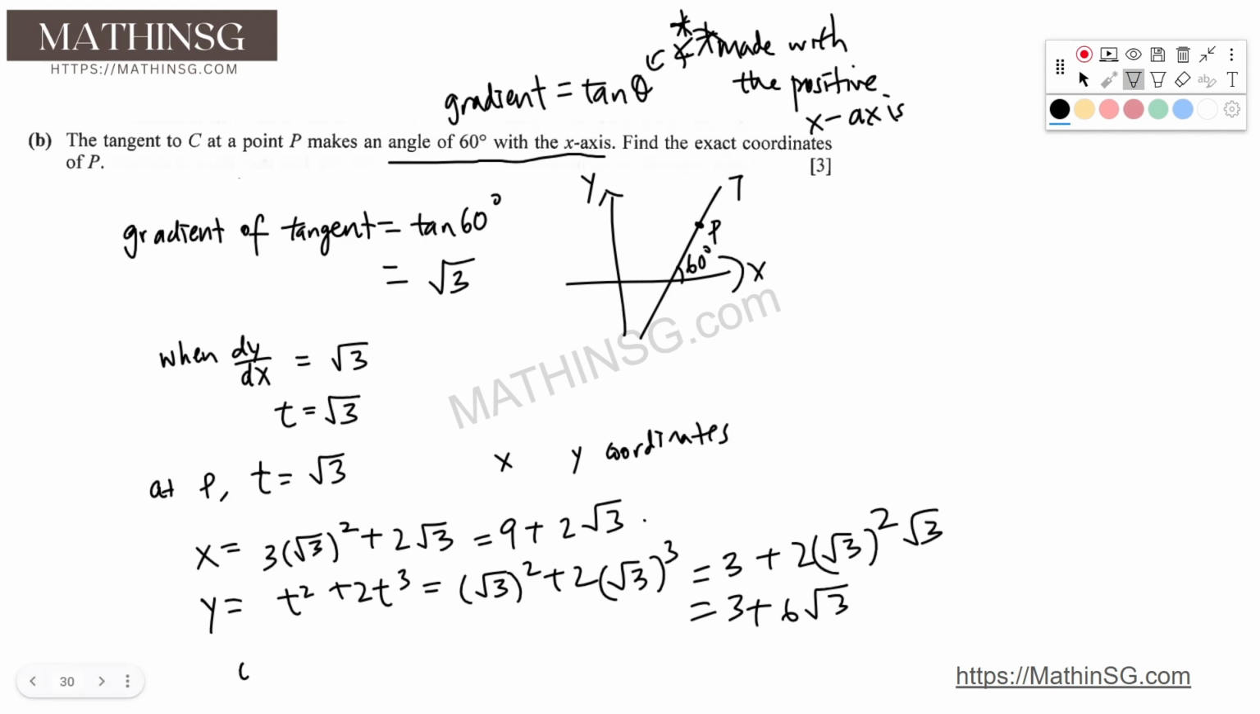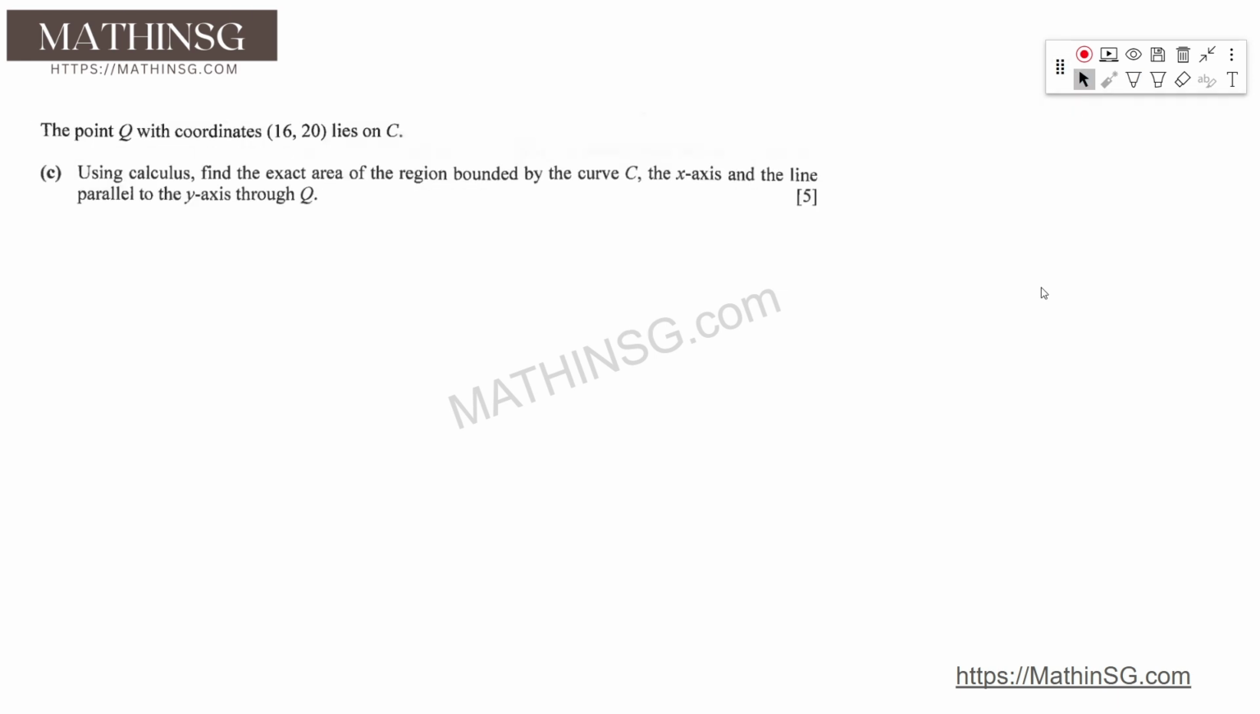So the coordinates of P is 9 plus 2 root 3, 3 plus 6 root 3. So this is the answer for part B. Moving on, the point Q with coordinates of this lie on C. So if this point lies on C, that means it satisfies the equation of C, right?